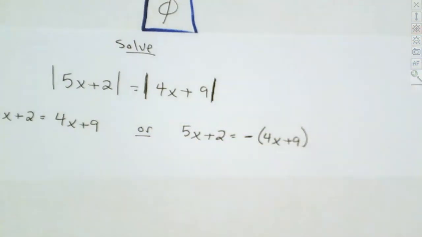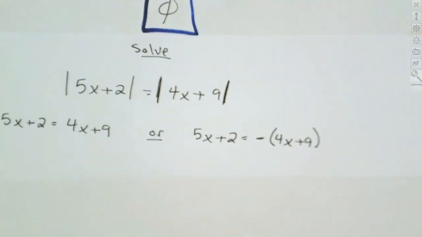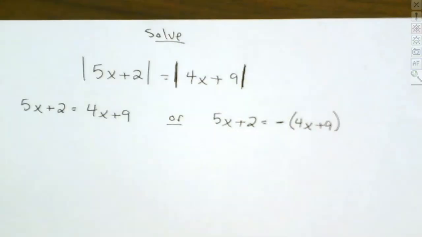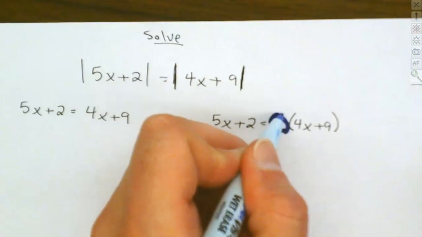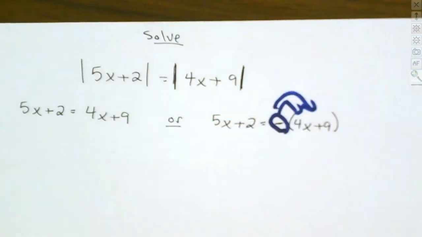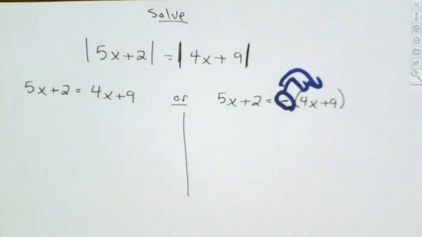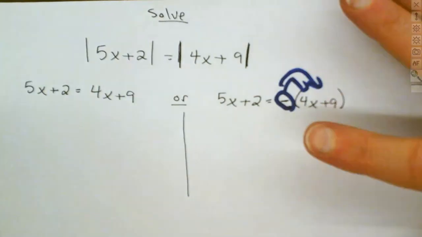Let me change the right-hand side. So the first equation stays exactly the same. All you do is you drop the absolute value bars. The second equation, we look at the right-hand side and we put a negative in front. And now we just solve each of these out. So we've got to distribute the negative through on this one and solve the other one. And I like to split it down the middle to make it easier to see. We'll quickly work this one out. We'll do this one and then one more.